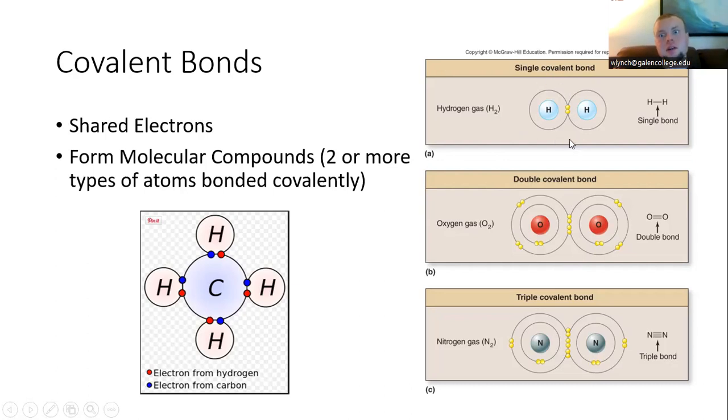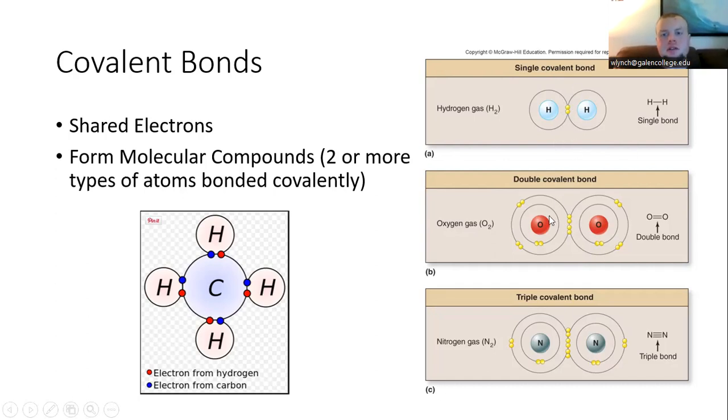In a single covalent bond, we have two hydrogens that are sharing their electrons. In my example earlier, I stated that hydrogen in the atmosphere, if it was left alone, would be reactive because it has a negative charge. However, since we have both electrons here, the inner orbital shell is now full, so it is now stable. And that only requires sharing of one. So now we have a single covalent bond.